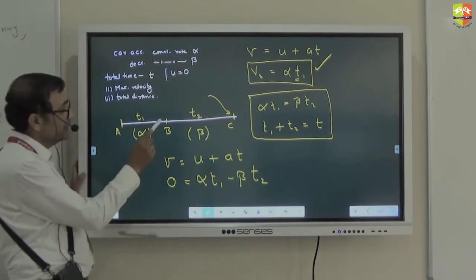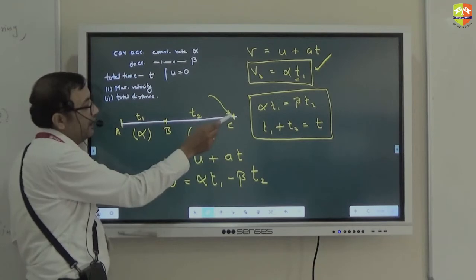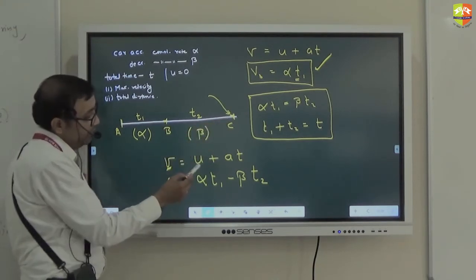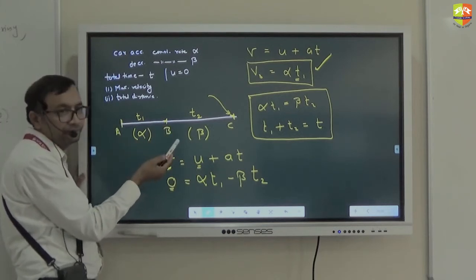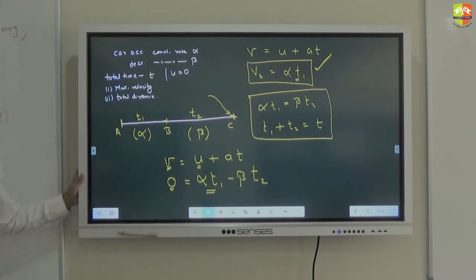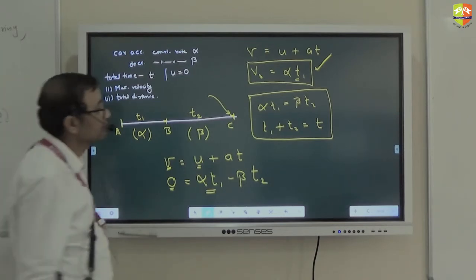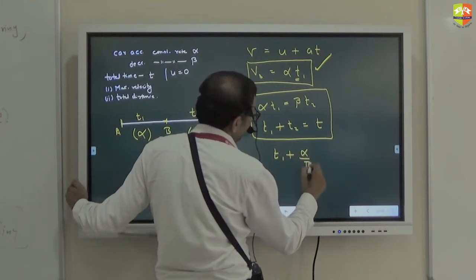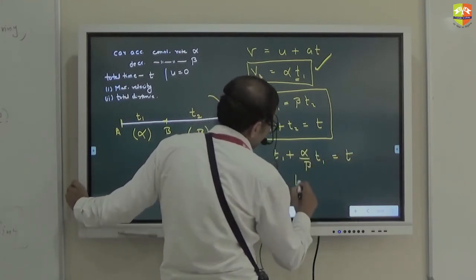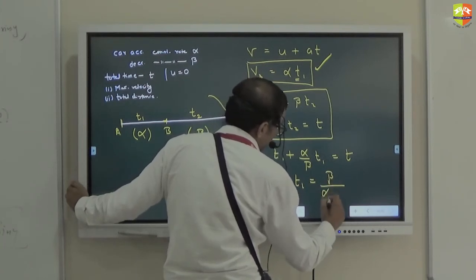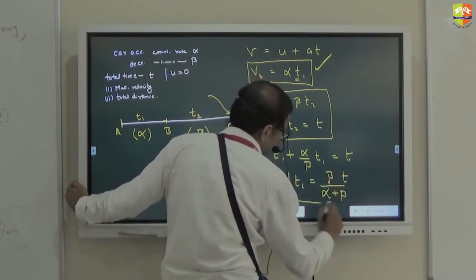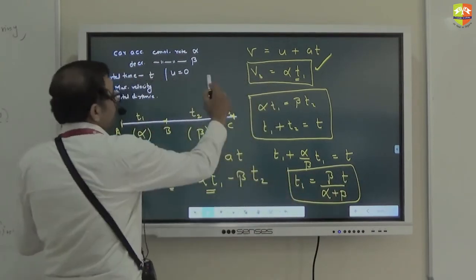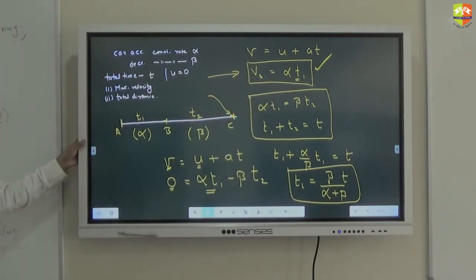I am writing V equals U plus AT between B and C. I know that at point C velocity is 0, so final velocity is 0. Initial velocity at B is the final velocity of A to B, which is alpha into T1. That is the equation. So T2 is alpha by beta T1. So T1 plus alpha by beta T1 is T. So T1 is equal to beta divided by alpha plus beta times T. So this is my T1. When I substitute over here, I'll get the maximum velocity. Understood?